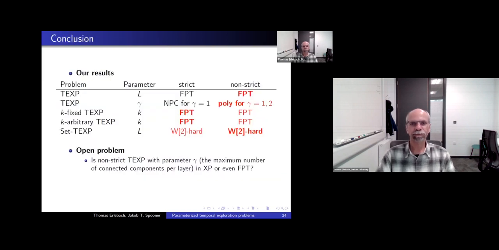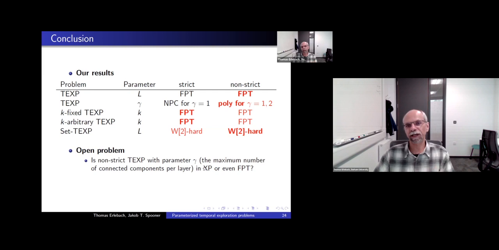So in conclusion, these were our results. I think the most interesting ones are the ones I've spent most time on: the FPT algorithm for non-strict temporal exploration with parameter lifetime, and the polynomial algorithm for two components per step for non-strict exploration. The obvious open problem is: is non-strict temporal exploration with parameter gamma in XP?